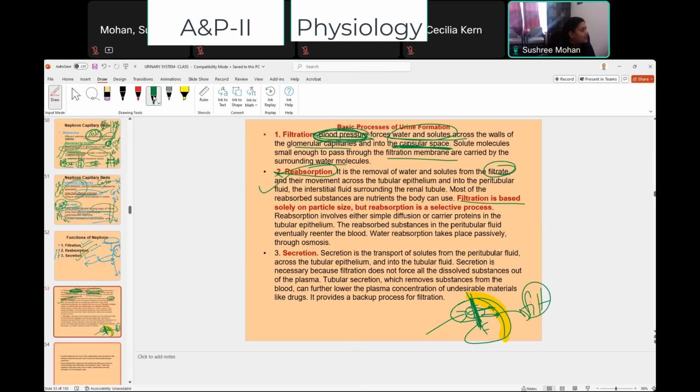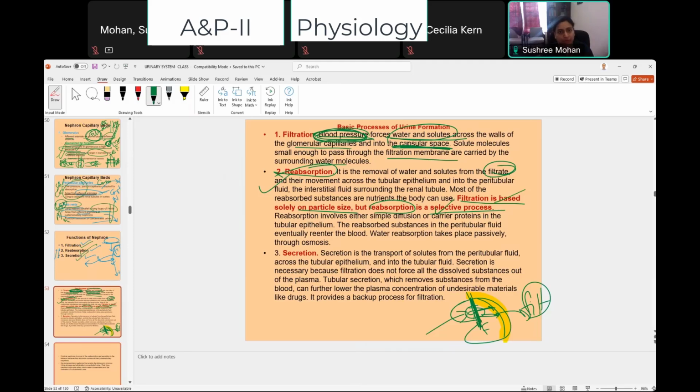Filtration is done because of particle size. Reabsorption is a selective process. We decide what we are going to reclaim, take back into the system, and what we are going to throw out of the system. That is why reabsorption is a selective process. But filtration does not involve any choice. It's just particle size. Big particles like protein cannot cross the filtration membrane.